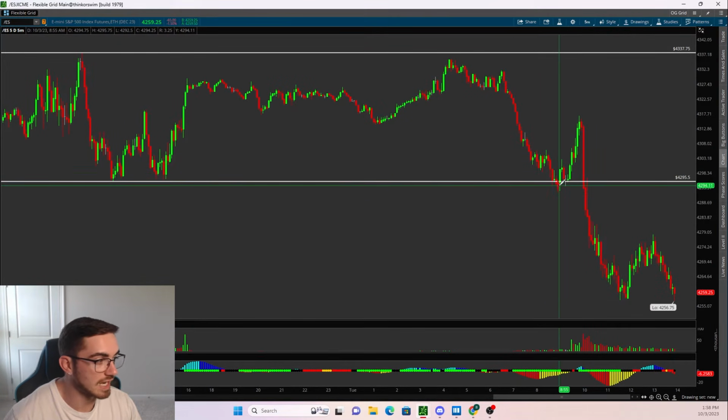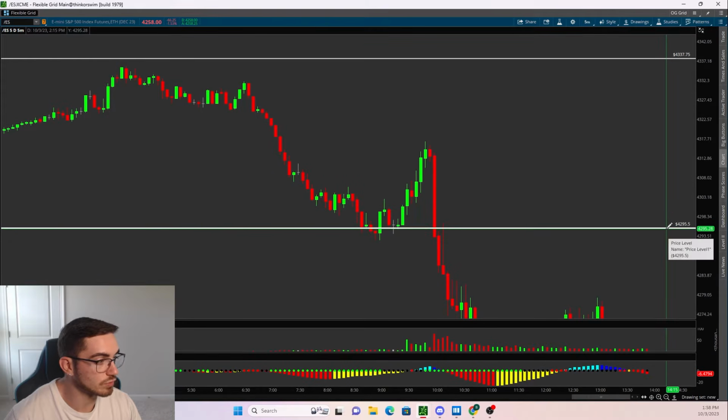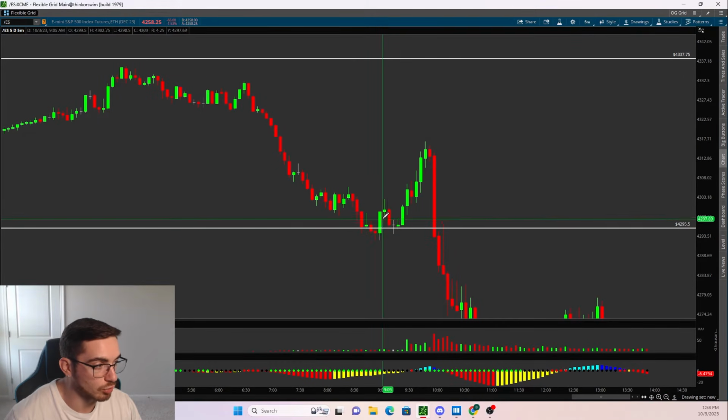So today, this is actually a very good example. You can see price broke below this low and immediately started reclaiming it, stopping out people who were long over here, also stopping out people who went short right here. As it starts reclaiming in this scenario, this 4295.5, you can see price had a very strong, aggressive move to the upside.